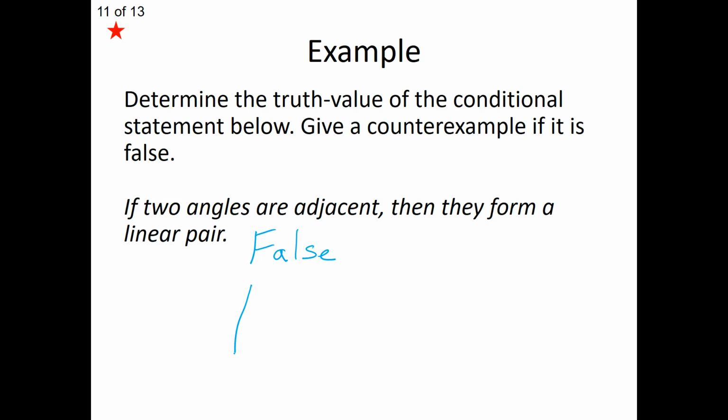For example, I could have this be my adjacent angles. Notice that their non-common sides do not form a line. That would be part of the definition of linear pair. So this is false, and I use the diagram here as a counterexample to the statement. Just as stated before, counterexamples could be anything: numbers, words, terms, even figures.